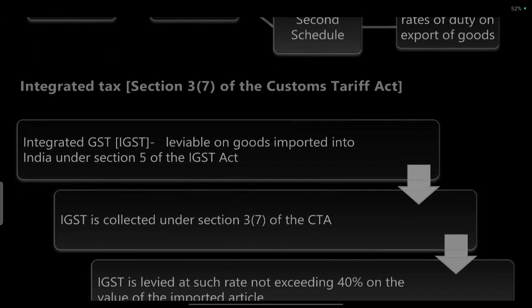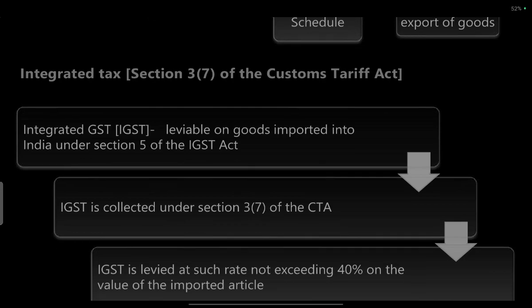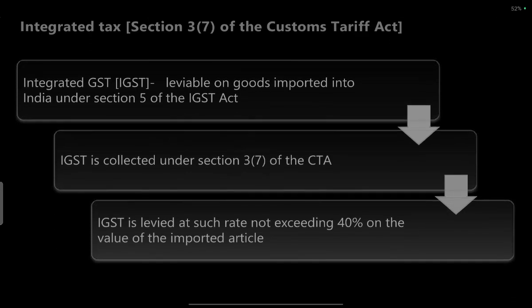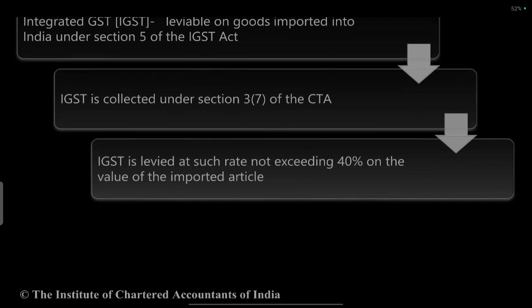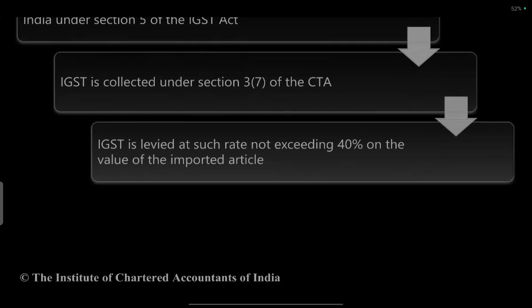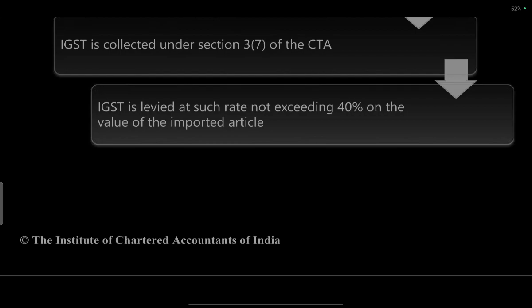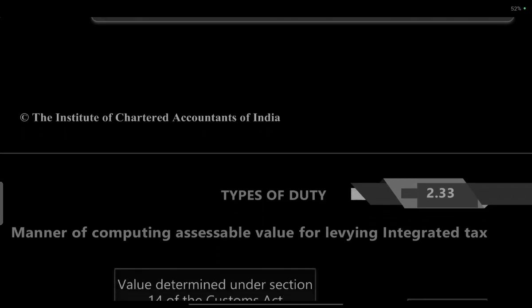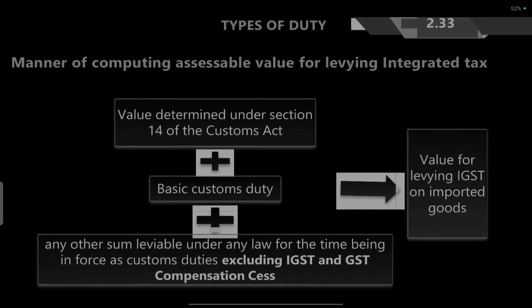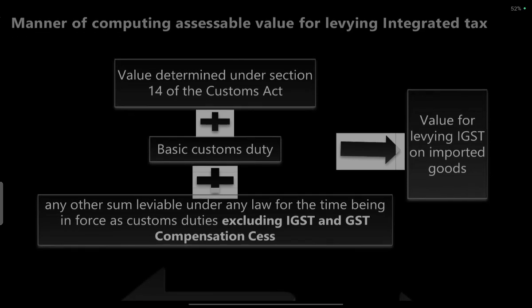Integrated tax: Section 3 and Section 7 of the Customs Tariff Act. Integrated Goods and Services Tax, IGST, is levied on goods imported into India under Section 5 of the IGST Act. IGST is collected under Section 3 and Section 7 of the Customs Tariff Act, and IGST is levied at such a rate not exceeding 40% of the value of the imported article. Manner of computing assessable value for levying integrated tax.